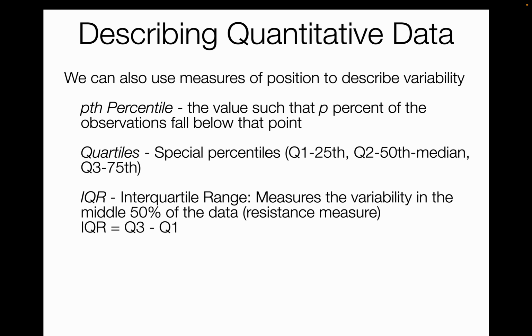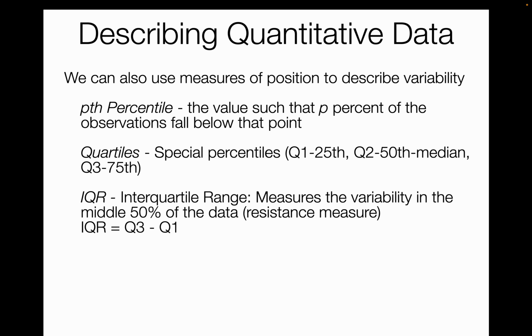Okay, the interquartile range measures the variability in the middle 50% of the data, and it's found by subtracting Q1 from Q3. So Q3 minus Q1 is the IQR, hence the middle 50% of the data. So 75th minus 25th percentile. 50 percentiles are in the middle.